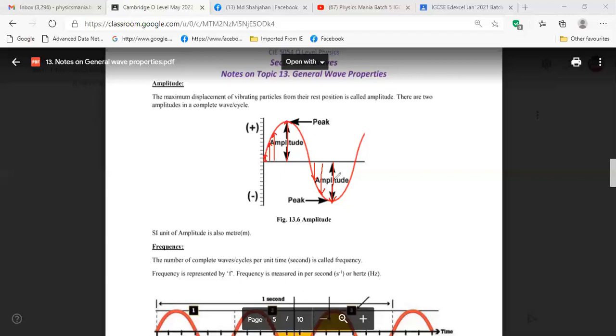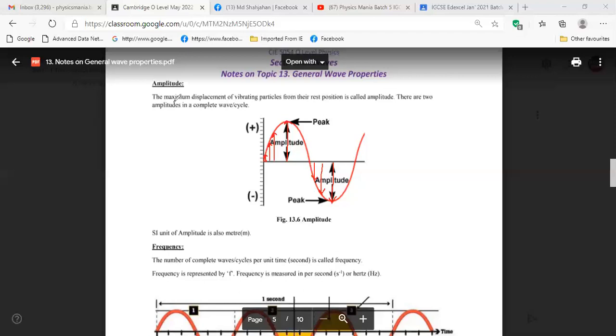Is it clear to you? So you understand now the whole thing, the amplitude. Now you will understand the definition, right? Can you read it? Monica, read. A maximum displacement of vibrating particles from the rest position is called amplitude.